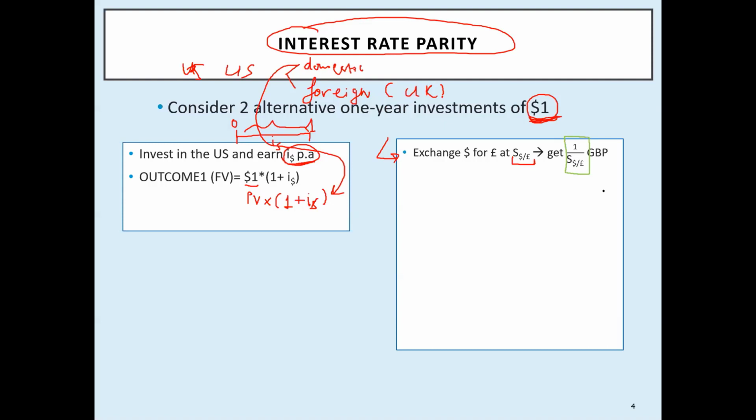Once I get the pounds, I'm going to use that money to invest in the UK. Because I'm investing in the UK, I will be earning the interest rate in the UK. So here I started with this much at time 0. I will invest in the UK and earn the UK interest rate for a horizon of 1 year. By the end of the year, I should get the future value of this.